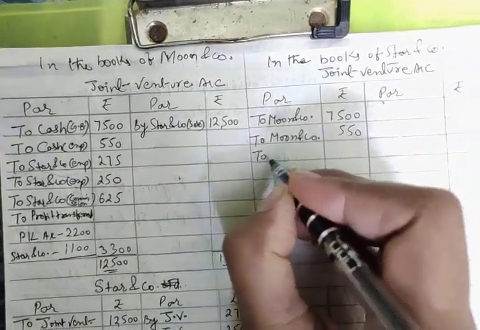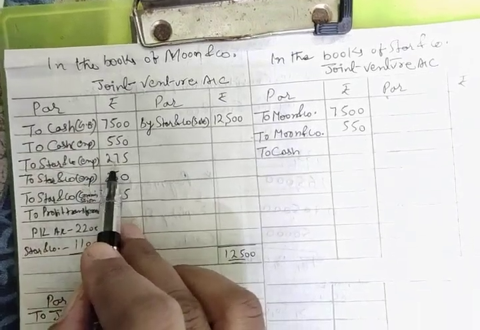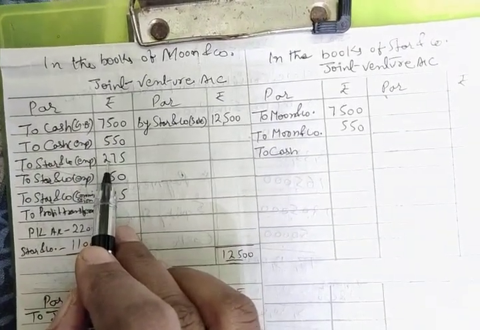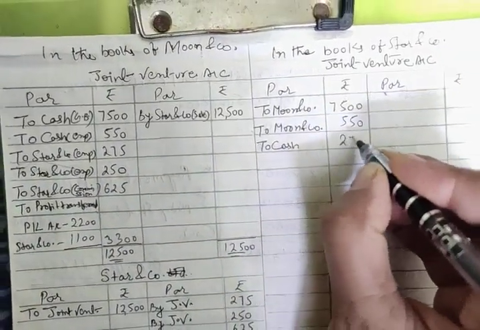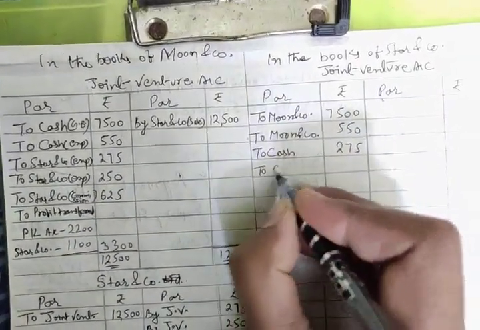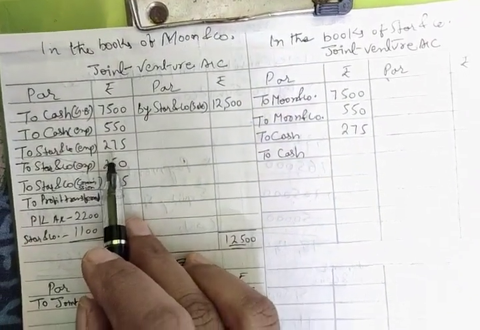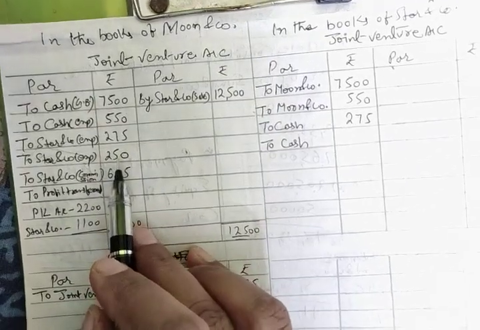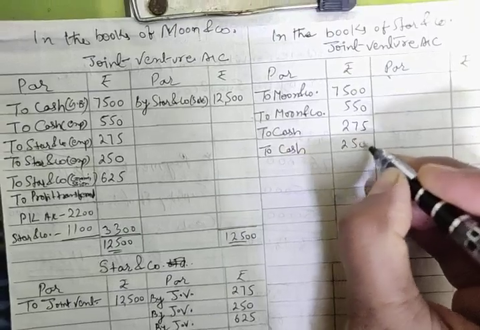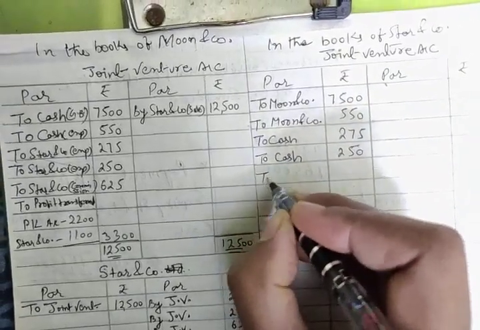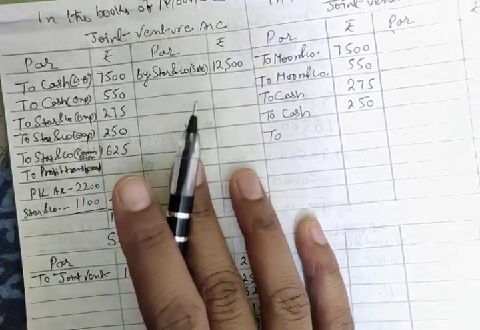550. Then the next entry to cash, okay, the expenses for the storage and rent which was paid by your Star and Company, 275. Then again to cash, the expense which was paid by the Star and Company towards the sales, sales expense 250. Now Star and Company has charged the commission.